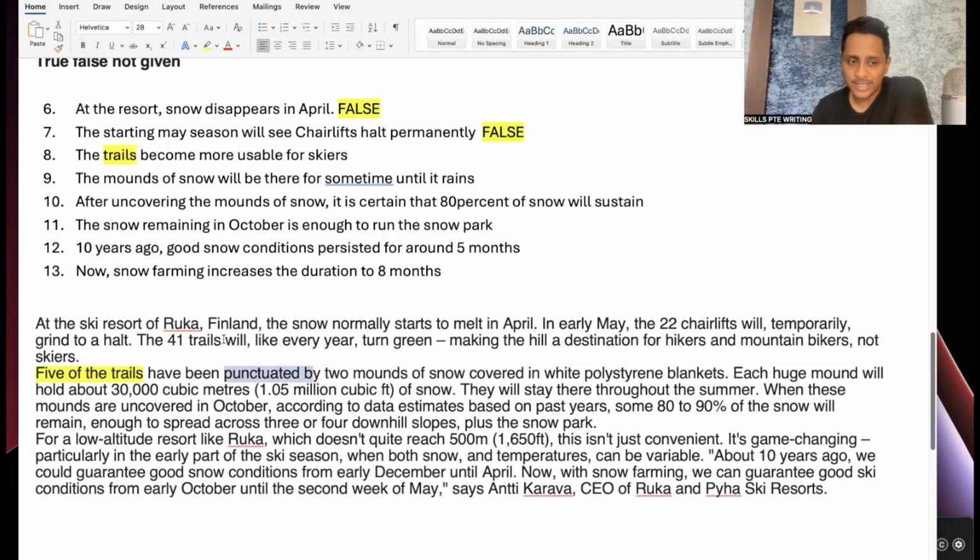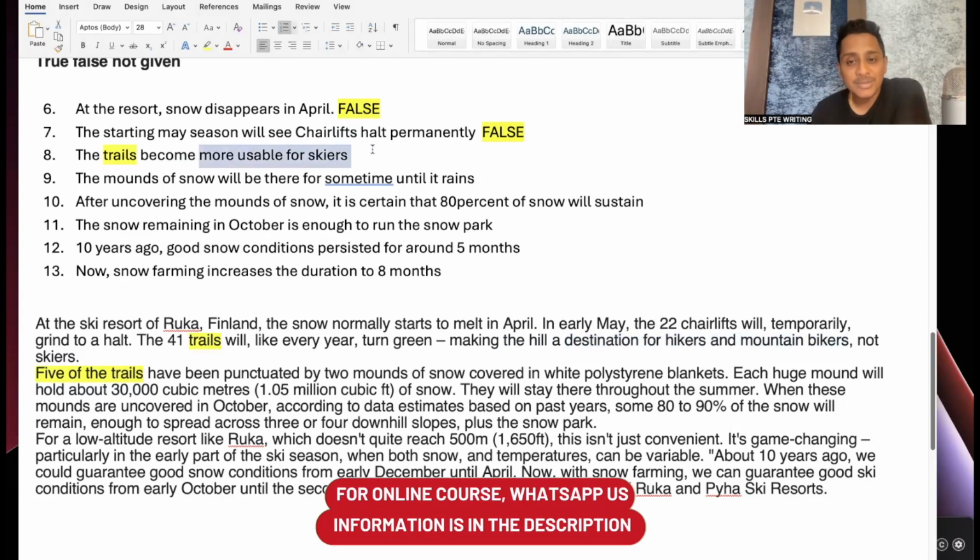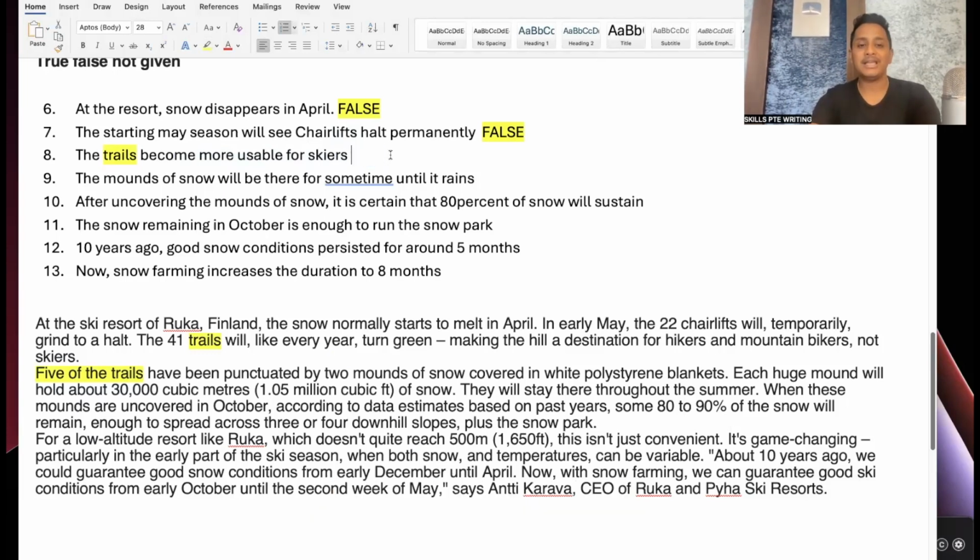I think before that we have another trail here. The trail is the path. The trails, like every year, turn green, making the hill a destination for hikers and mountain bikers, not skiers. If it is green, it is for trekking. How do you know it is full of green? Become more usable for skiers? Definitely no. It's going to be false again. Straightforward things. Pay more attention. It is not usable for skiers. It is more usable for hikers.